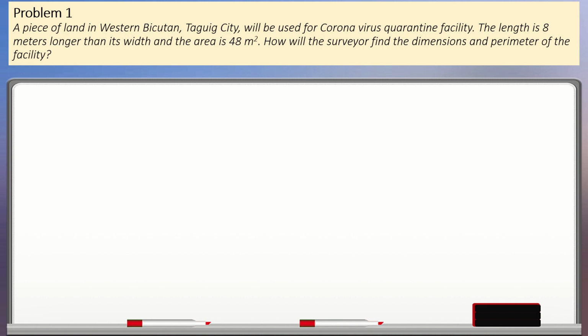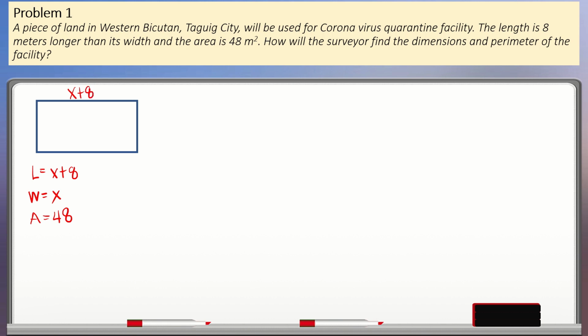First, we represent the quarantine facility as a rectangle. The length of the facility is 8 meters longer than its width. So we have L is equal to x plus 8. Then we represent the width to be x. We also have an area which is equal to 48 square meters. If we're going to write this in our representation, this is the length which is x plus 8 and our width is this one and the area is here. So 48 square meters.